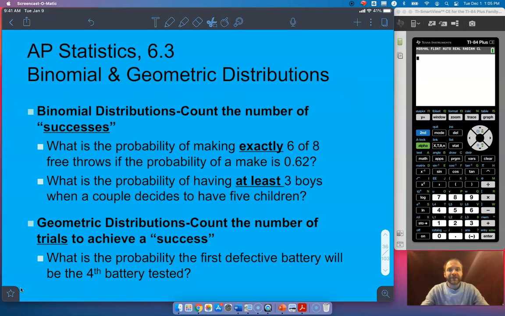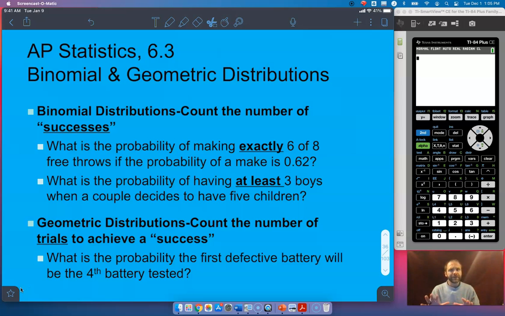In another setting, if a couple wants to have at least 3 boys, what's the probability of having at least 3 boys when a couple decides to have 5 children? That itself is a binomial setting too, because there is a count for the number of successes. You could have 3, 4, or 5 boys. And therefore that is a binomial.